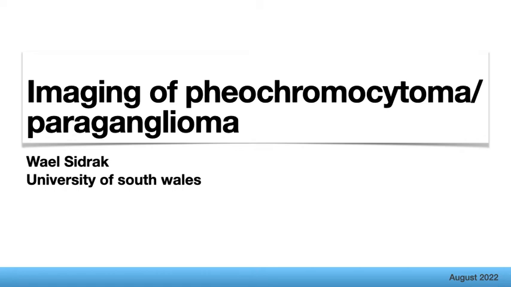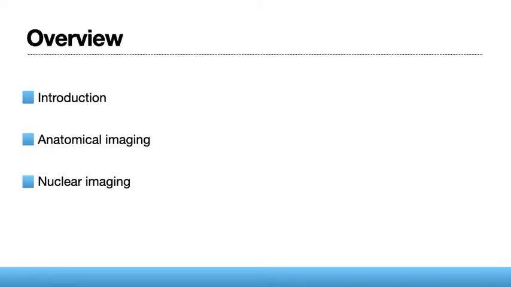Hello everyone. Our topic today is about imaging of pheochromocytoma and paraganglioma. We will start our video with an introduction in which we will discuss the definition of pheochromocytoma and paraganglioma. Then we will discuss the anatomical imaging modalities including CT scan and MRI. And finally, we will talk about nuclear imaging modalities including MIBG, gallium dotatate scan, and other functional imaging modalities.